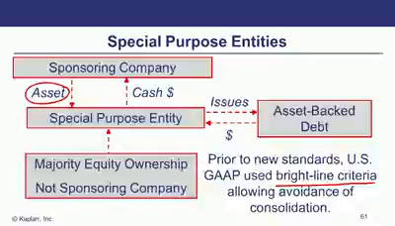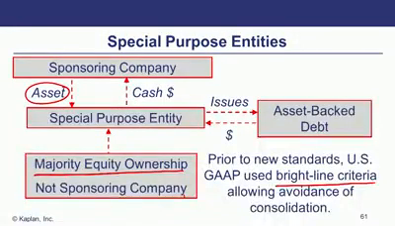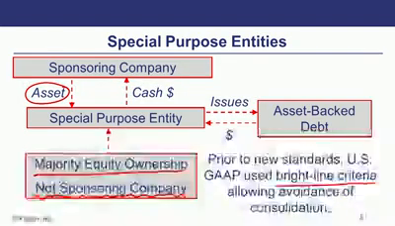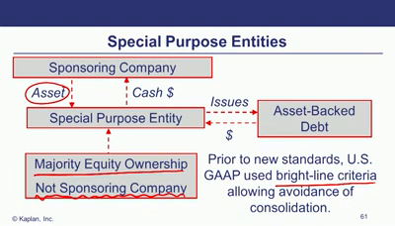So notice that under the old rules, the majority equity ownership was not the sponsoring company. We'd have a third party, maybe financial advisors for the firm. They were going to hold the majority of the shares, but typically they didn't receive any risk or reward of the underlying special purpose vehicle. In other words, they were a majority shareholder in name only.